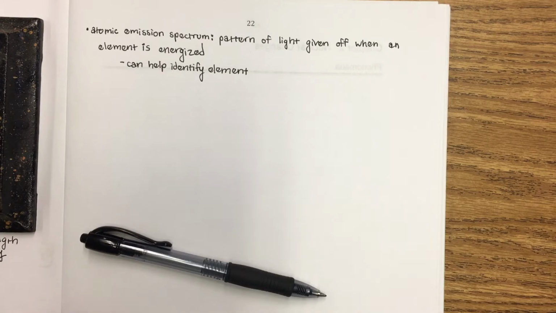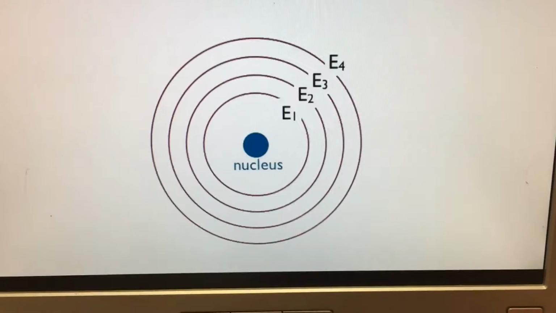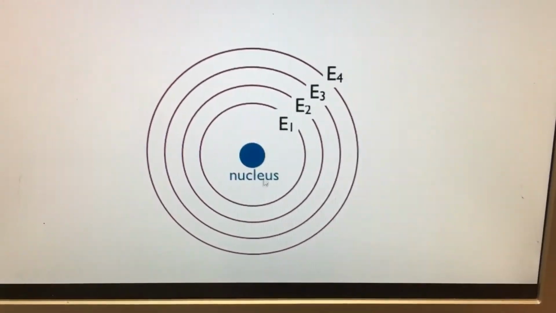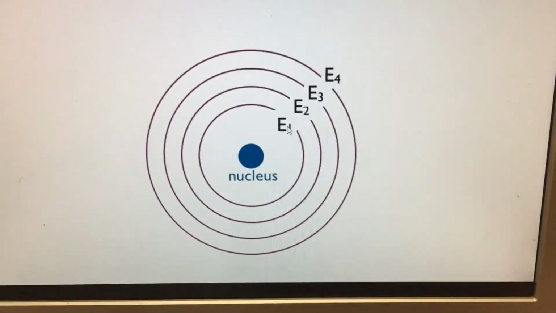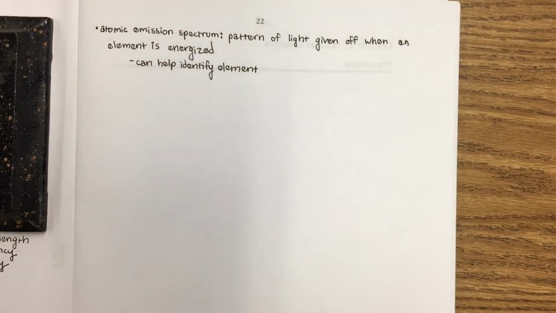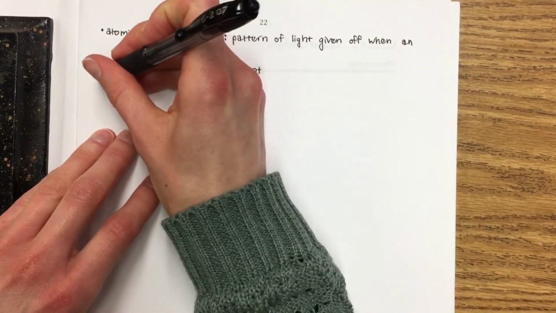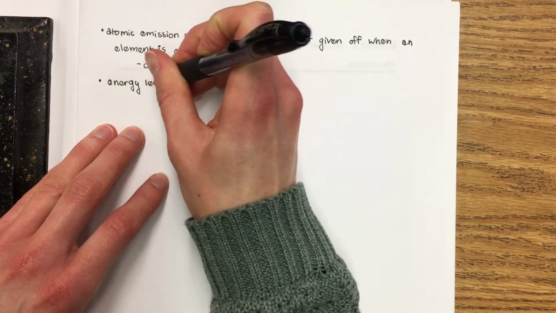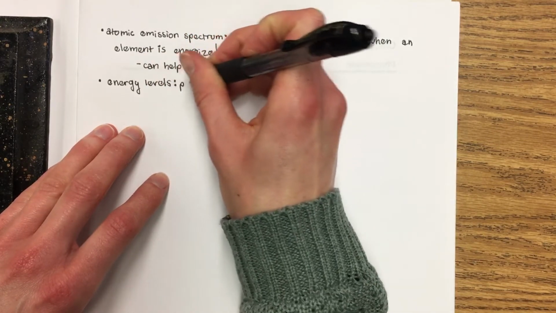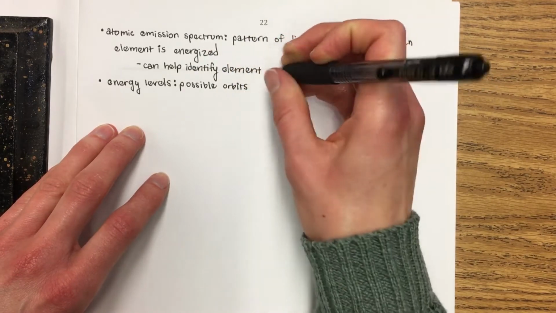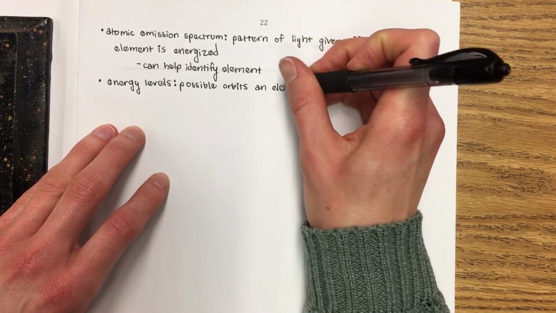Okay. So we want to understand how this light is emitted. To understand that, we need to understand energy levels. If we look at a picture of the atom, like this one, the orbits or circles around the nucleus where the electrons can be are called energy levels. And there are several different ones for each atom. So we're going to write down what energy levels are. Energy levels are possible orbits an electron can occupy.